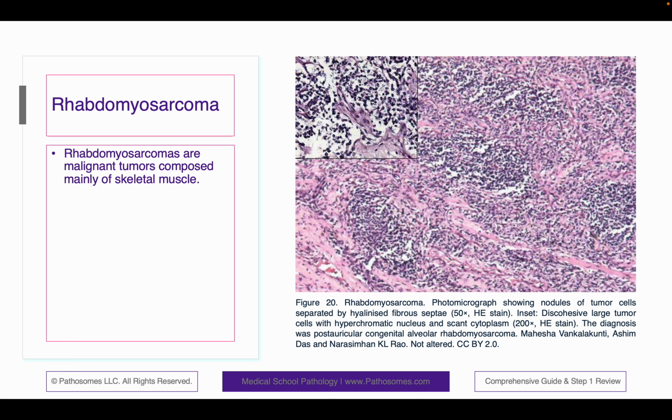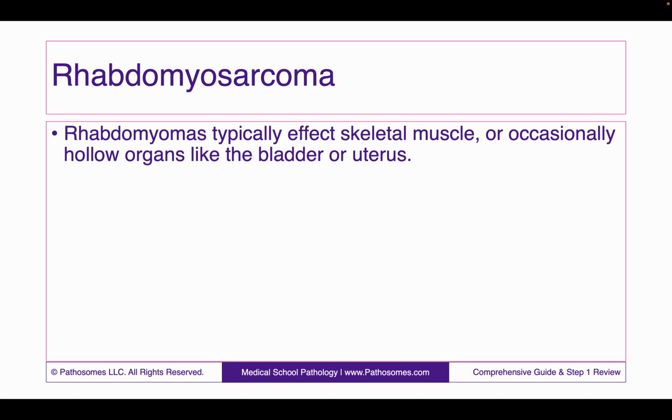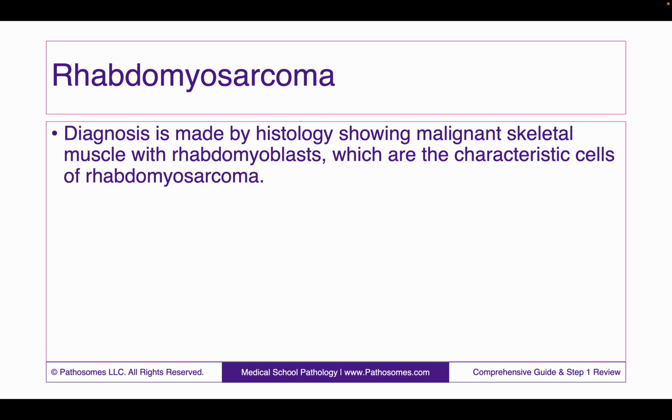This is an alveolar rhabdomyosarcoma. Rhabdomyosarcomas typically affect skeletal muscle or occasionally hollow organs like the bladder or uterus. And the diagnosis of rhabdomyosarcomas is made by histology showing malignant skeletal muscle with rhabdomyoblasts, which are the characteristic cells of rhabdomyosarcoma.